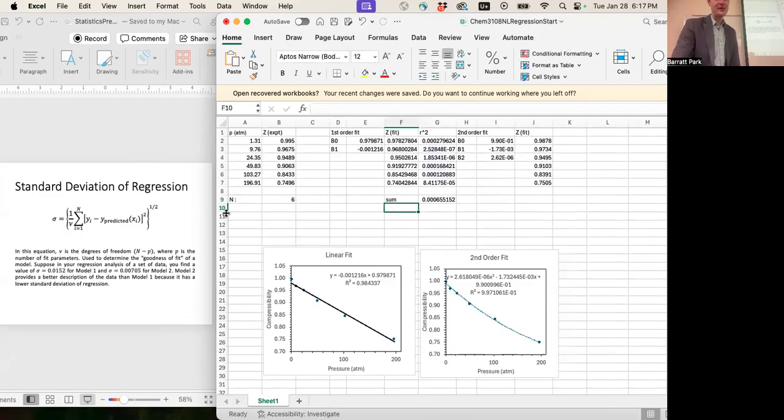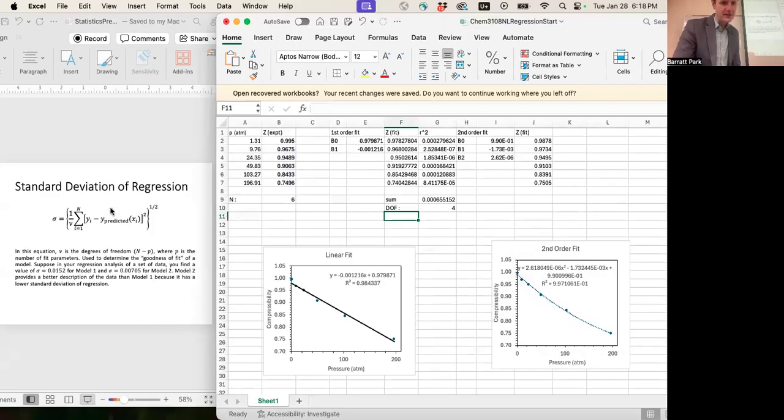Next, we need to divide by the number of degrees of freedom. So for this fit, okay, this is a linear fit. So how many fit parameters? 2, right? And the total number of data points was 6. So the degrees of freedom is going to be 6 minus 2. Okay, so 4 degrees of freedom.